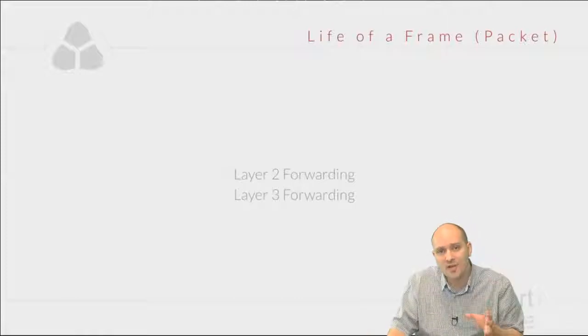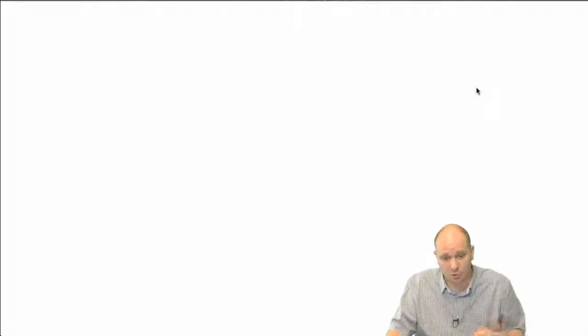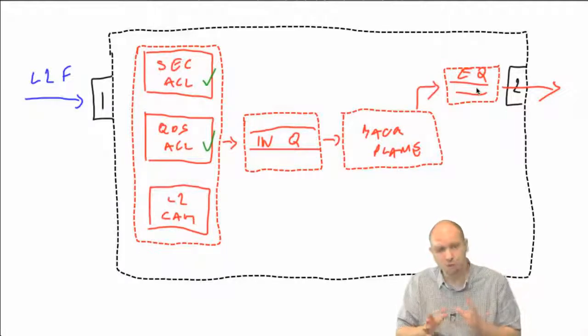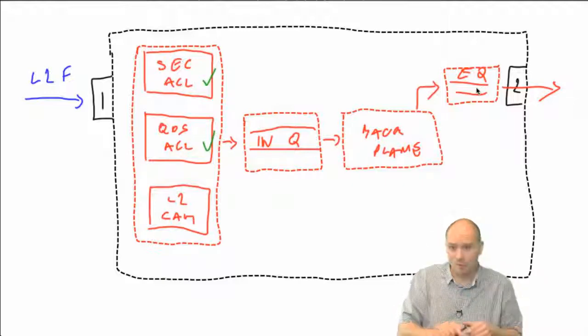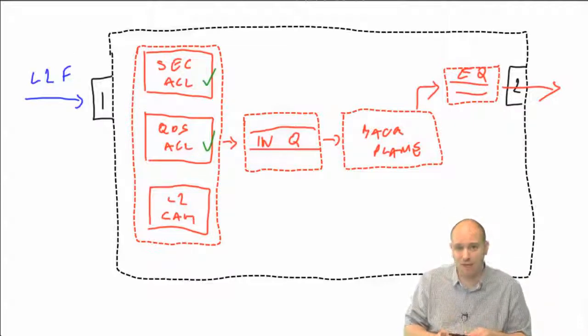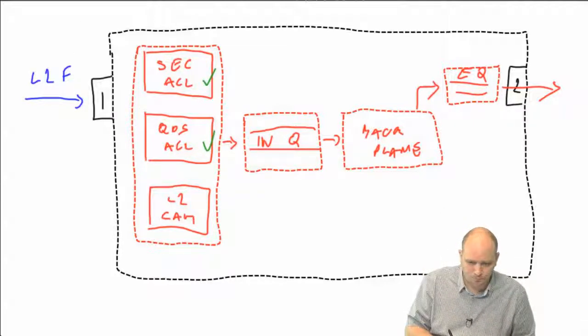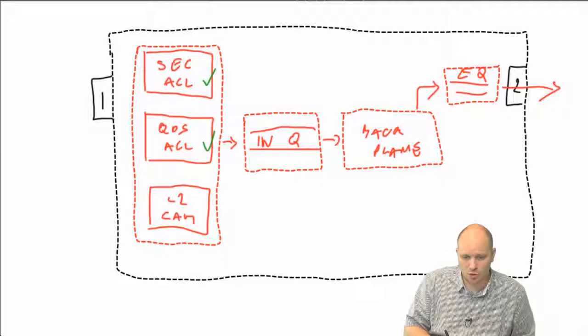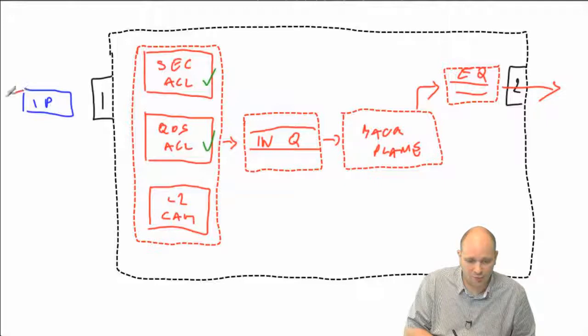Let's take a look now at what happens with a layer 3 packet as it goes through our switch. Obviously, the process is going to be very similar to the one that a layer 2 frame goes through. So I'm just going to reuse the same drawing that we used, and I'm going to change it just a little bit. Now, when we talk about layer 3 forwarding, it's important to understand that what arrives here is not a frame, it's a packet. The packet has layer 2 and layer 3 components. So what we have here is an IP packet which is encapsulated in a layer 2 frame.